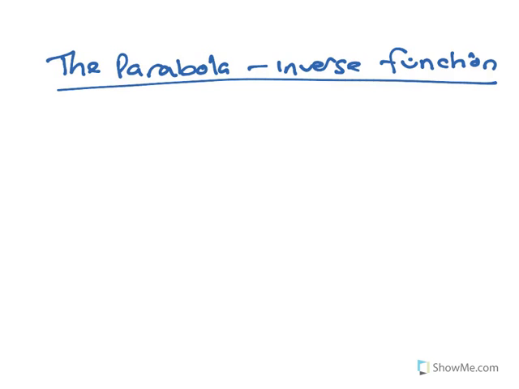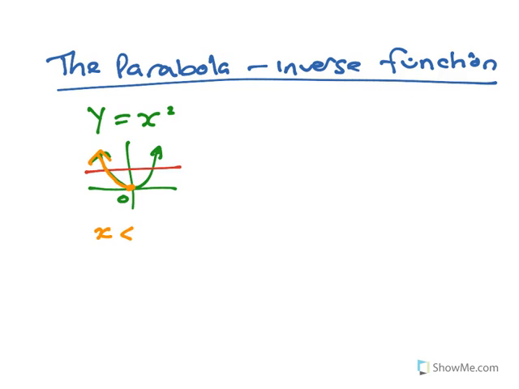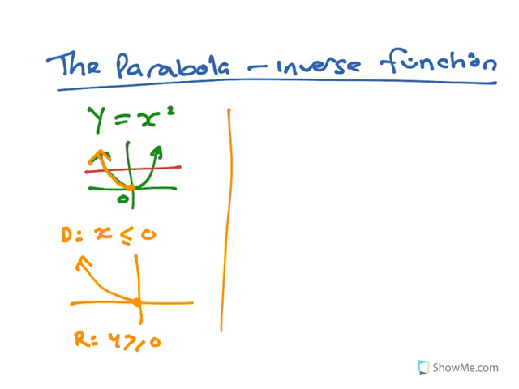Okay, so to find the inverse function if you have a parabola, say we have y equals x squared for example, this will not have an inverse because it does not pass the horizontal line test. So you need to restrict the domain so that it will have an inverse. What we're going to do is restrict the domain so x is less than or equal to 0. So we're looking at this curve for x less than or equal to 0, and the range would be y is greater than or equal to 0.